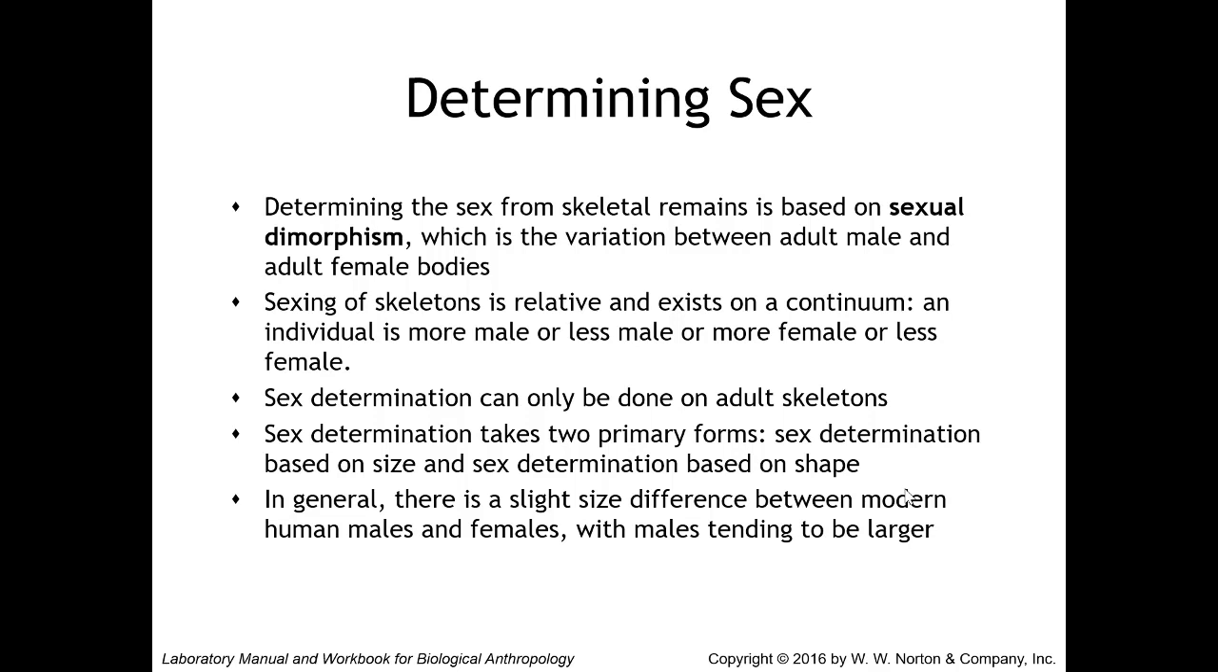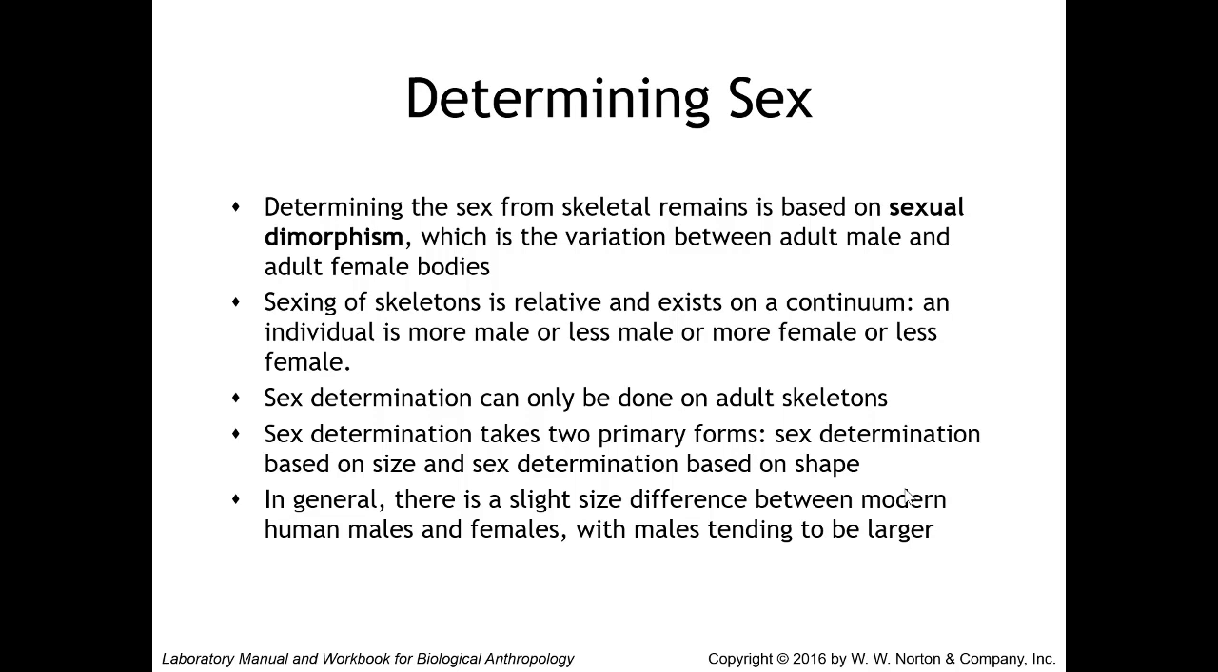In general, there is a slight difference between modern human males and females, with males tending to be larger. They tend to be taller than females, so they have longer bones than females do. Males tend to be heavier and more muscular than females, so they tend to have more robust and more rugged bone features than females. However, there are individuals who do not follow that generalization, taking into account our WNBA player versus our horse jockey.